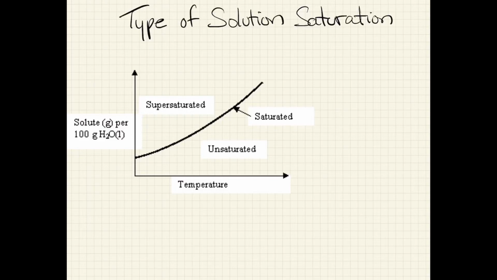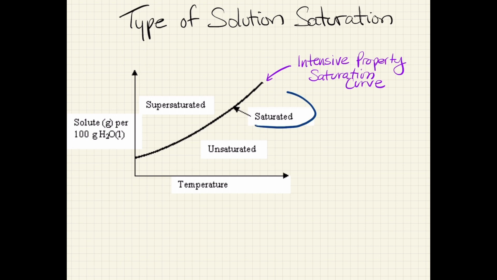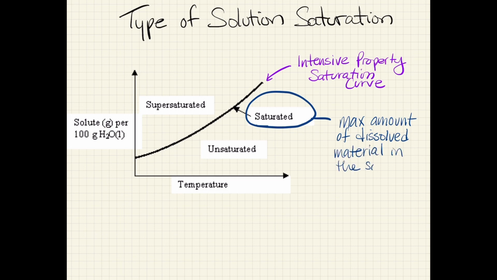In this video, we're going to be looking at how one can identify the type of solution found on reference table G. To begin, when we look at reference table G, we're going to notice a series of lines called saturation curves. If you have an amount of material that falls directly on one of these saturation curves, we call this solution saturated, which means it has the max amount of dissolved material in the solvent.